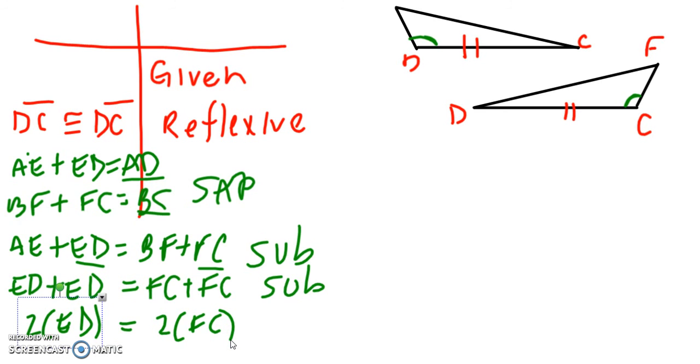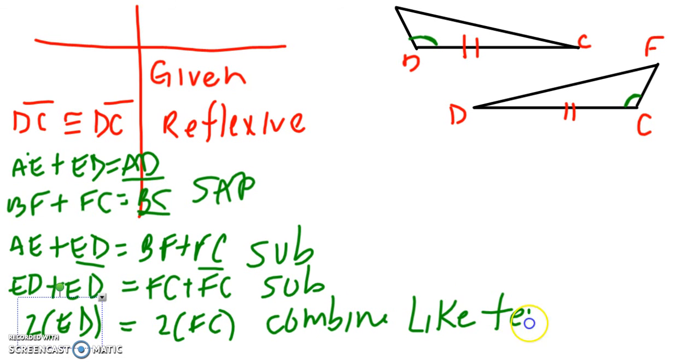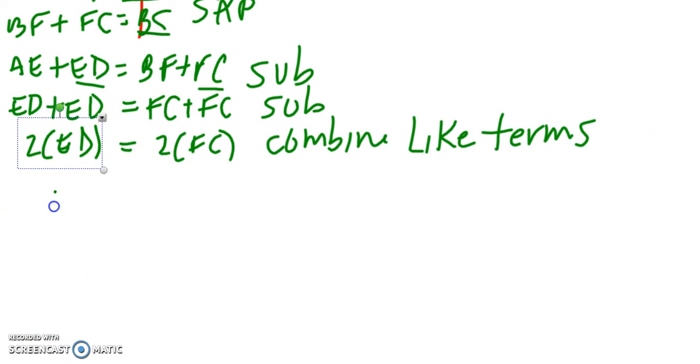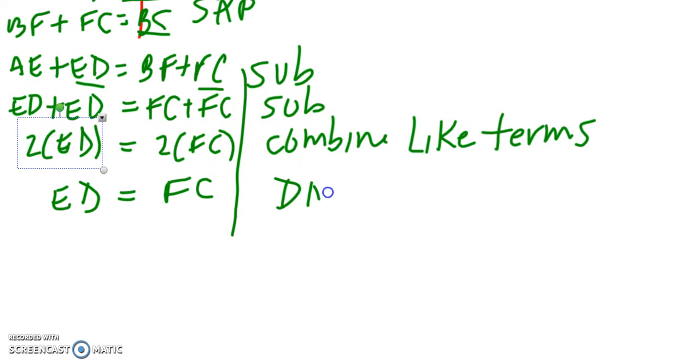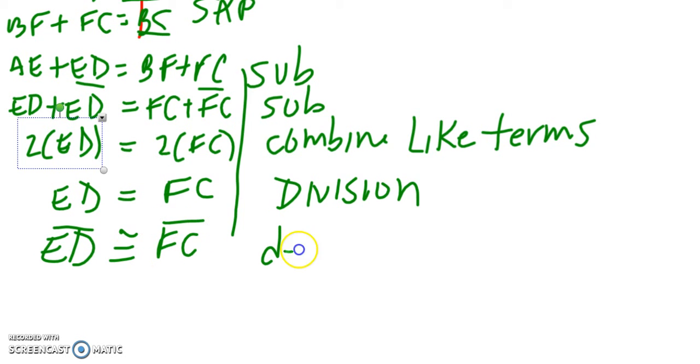So I'm going to put them together, and that's by simplifying or combining like terms. And then lastly, I can get rid of the 2 by dividing on both sides. So now ED is equal to FC, and that's by division. I got rid of it. And then at this point, it's okay to say ED is congruent to FC, if I'm being textbook correct, by definition of congruence.